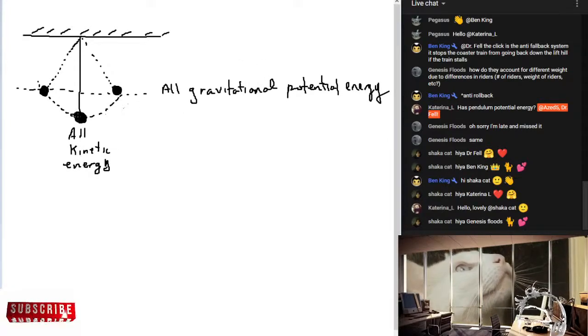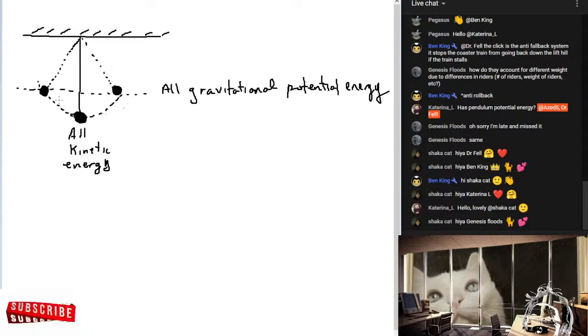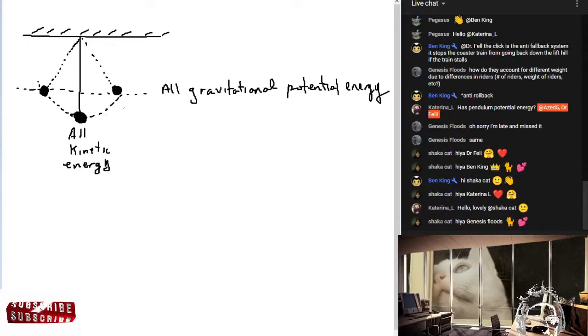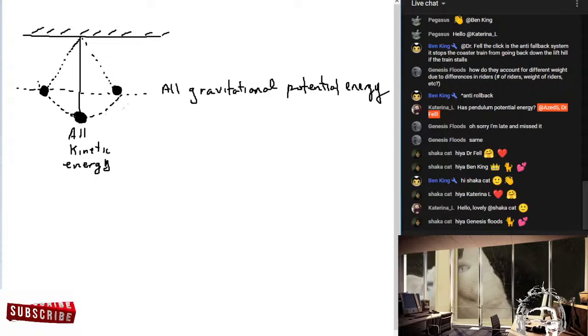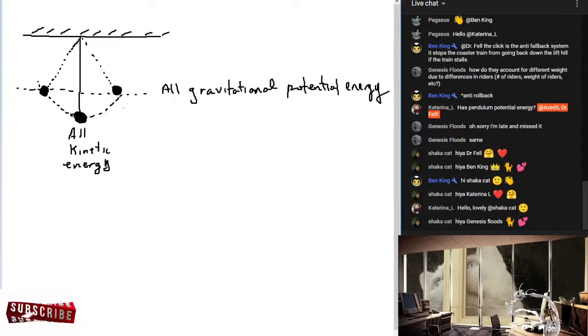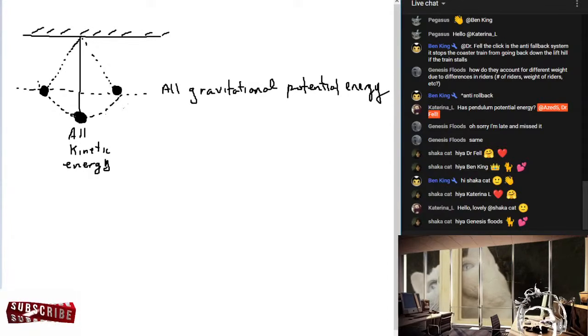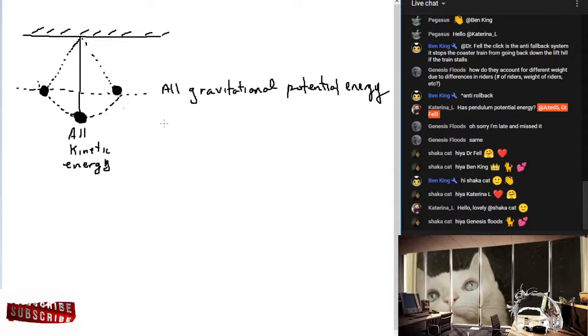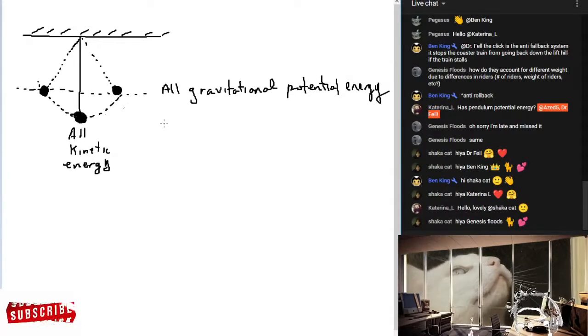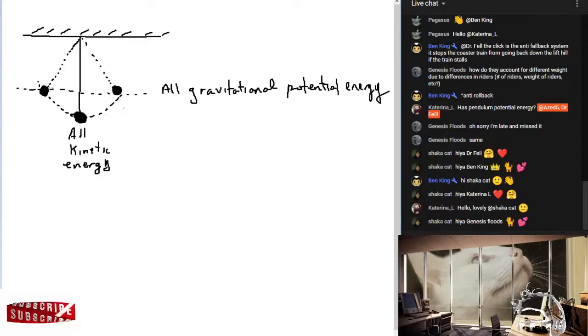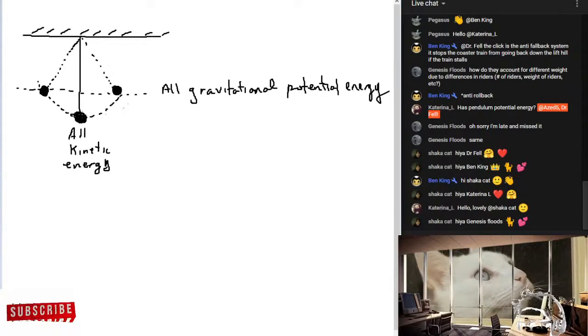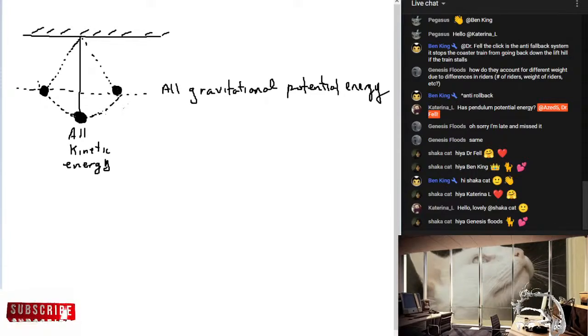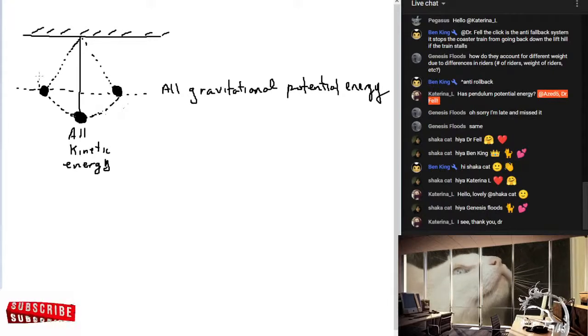So depending on how much work you do to move this thing, the ball, up to the other side will determine how fast it'll be going at the bottom. So energy is just transferred from potential to kinetic and back and forth. All potential turns into all kinetic at the bottom, and then you start losing kinetic energy as you get up to here, and you have all potential again. And then it goes back.